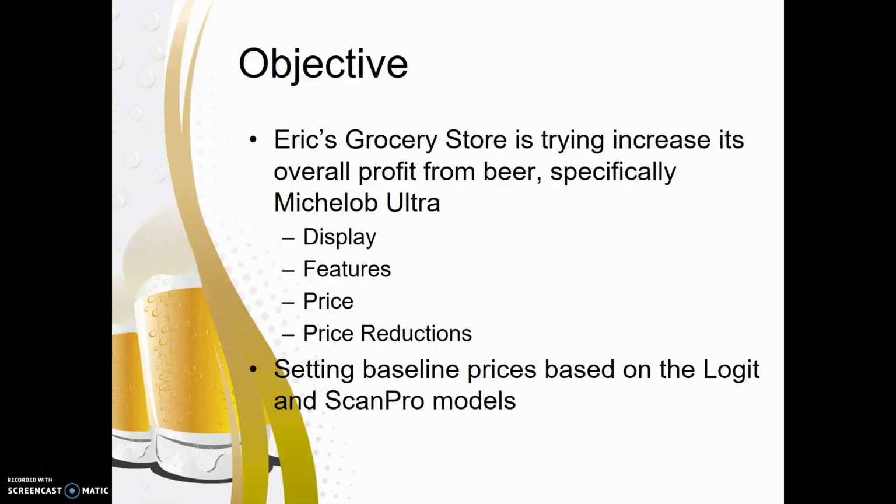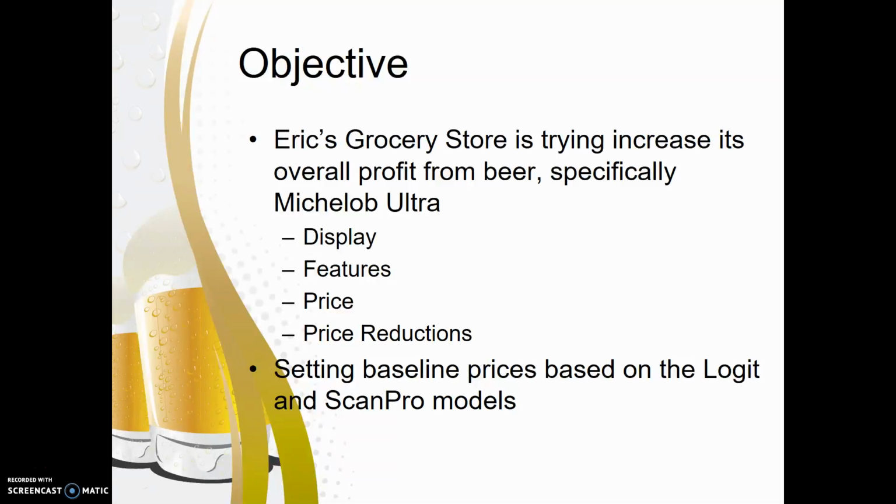The objective of this presentation is that the client, Eric's Grocery Store, is trying to increase its overall profits from beer sales. In particular, they're looking at Michelob's Ultra. Four things were looked at: display, features, price, and price reductions.